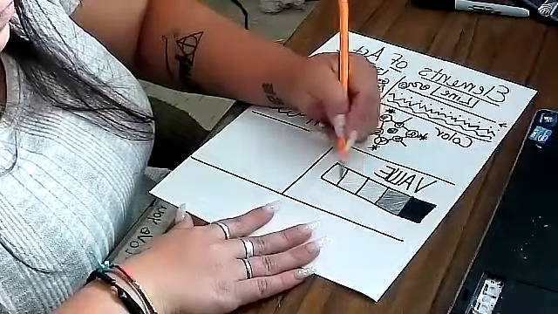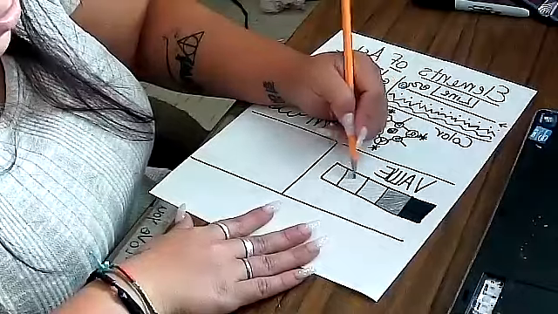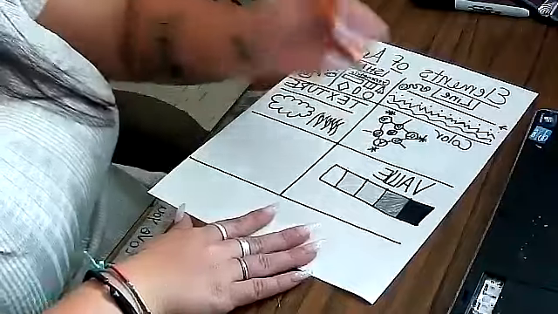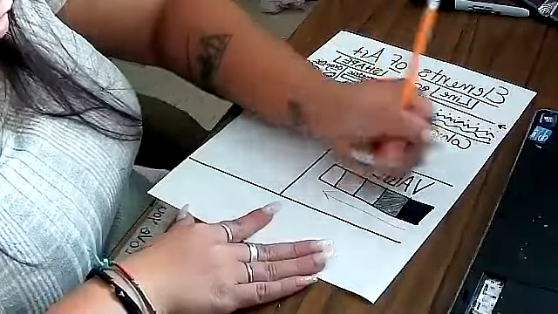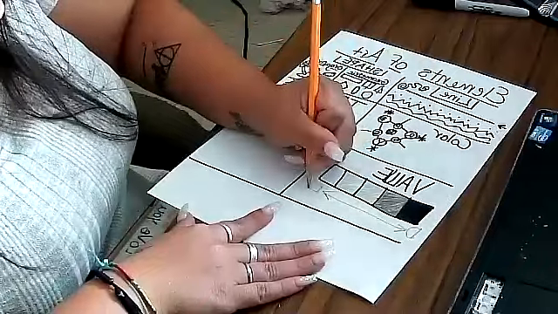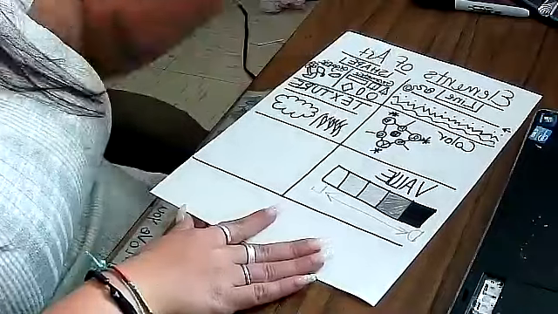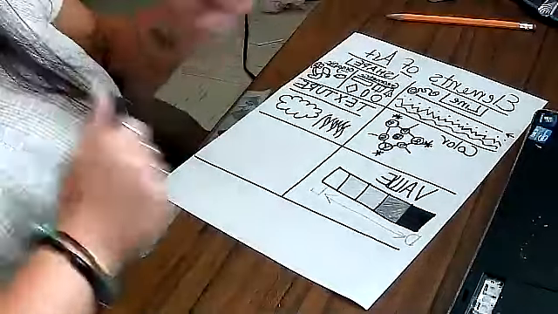Just like that. All right, so what's value again? Light to dark or dark to light. Oh shoot, dark to light or light to dark. Okay. All right. Next one is form.